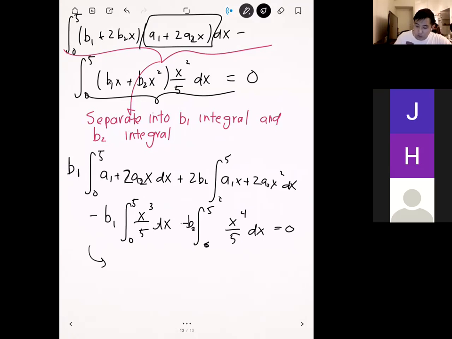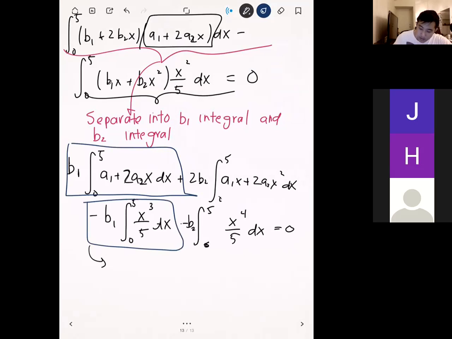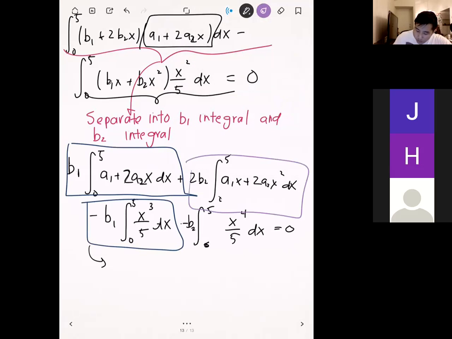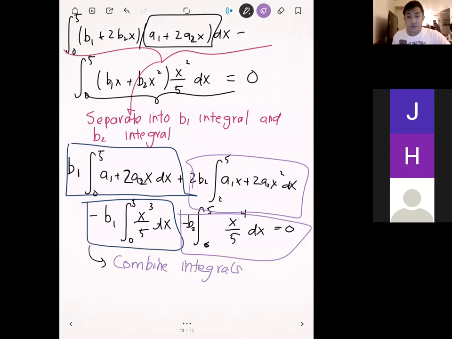And so now that we have these integrals, what we can do from here is combine the integrals that involve b1. That's going to be this guy and this guy. And then we can combine the integrals that involve b2, which are going to be this guy and this guy. All right, any questions on this?